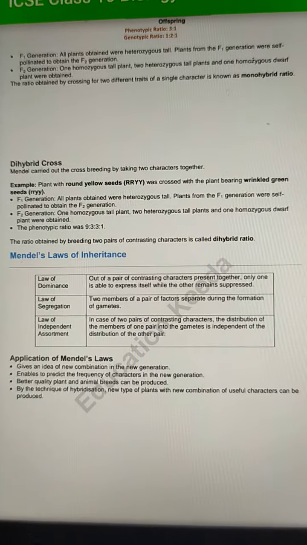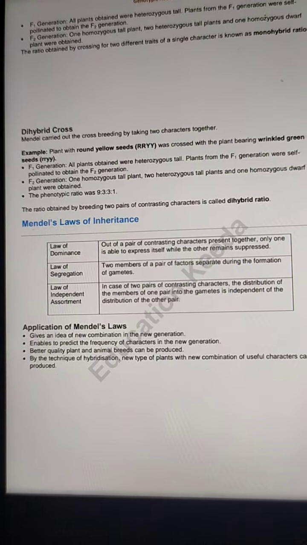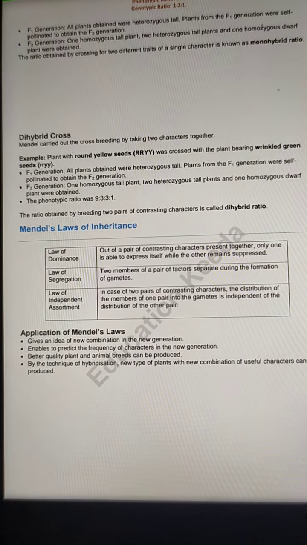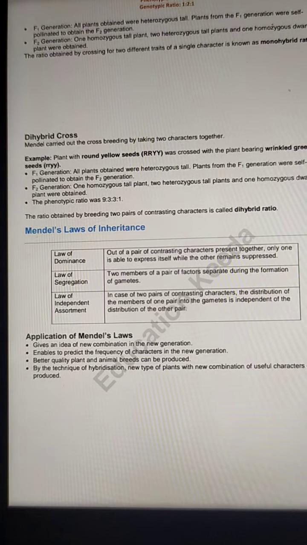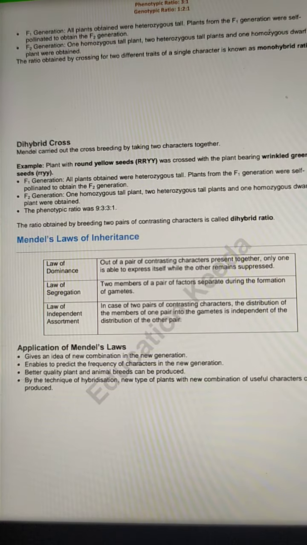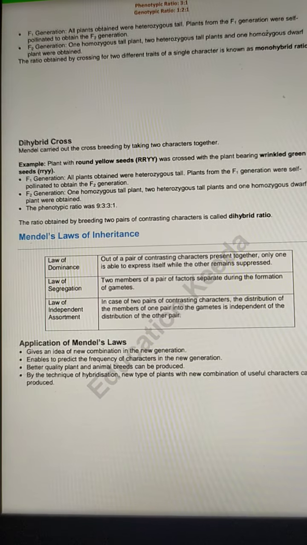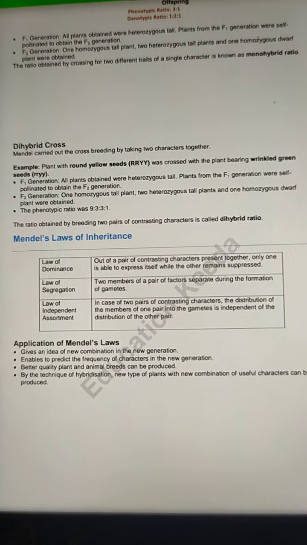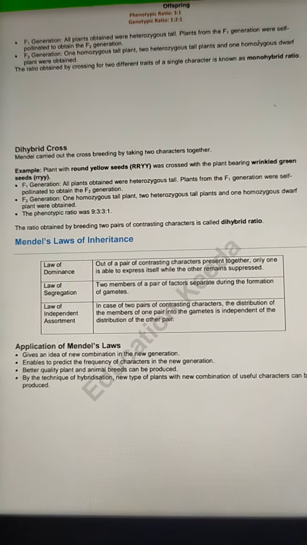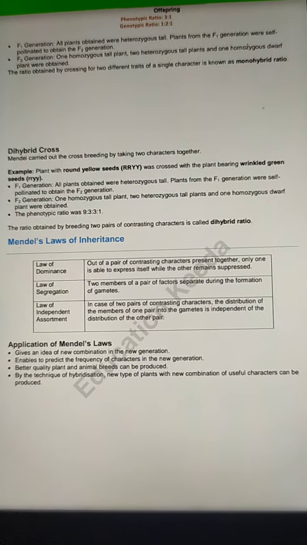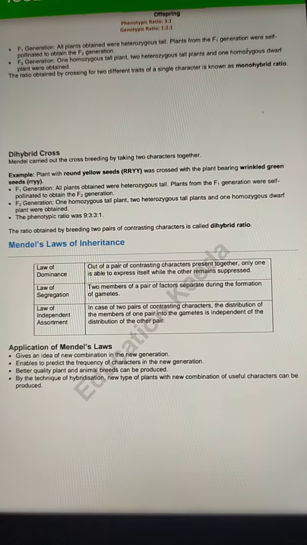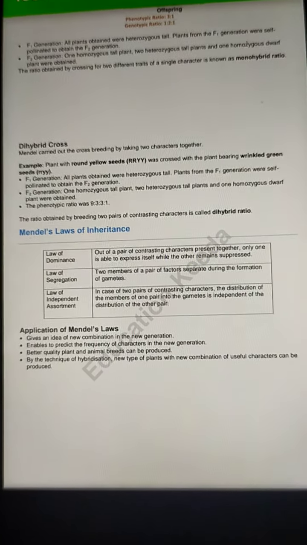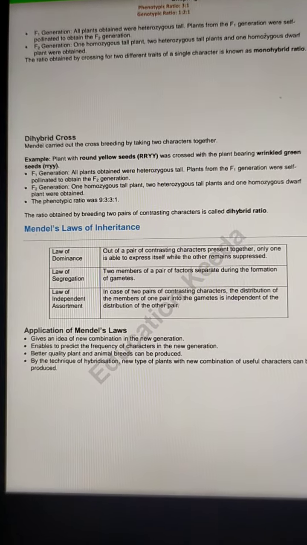Now, we'll see applications of Mendel's law. It gives an idea of new combinations in the new generation. It enables us to predict the frequency of characters in the new generation. Better quality plant and animal breeds can be produced. By the technique of hybridization, new types of plants and new combinations that are useful can be produced. So this was all about Mendel's law of inheritance.